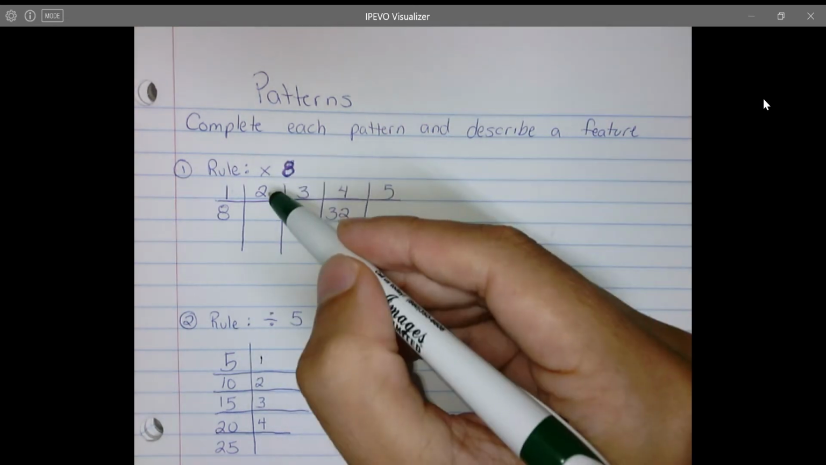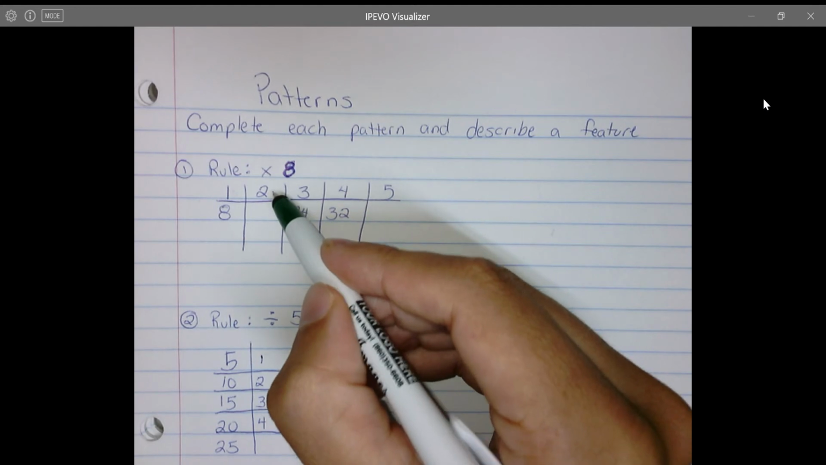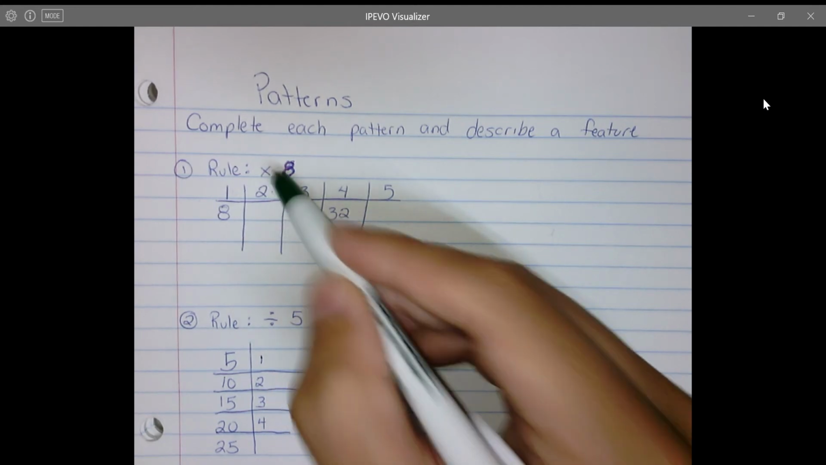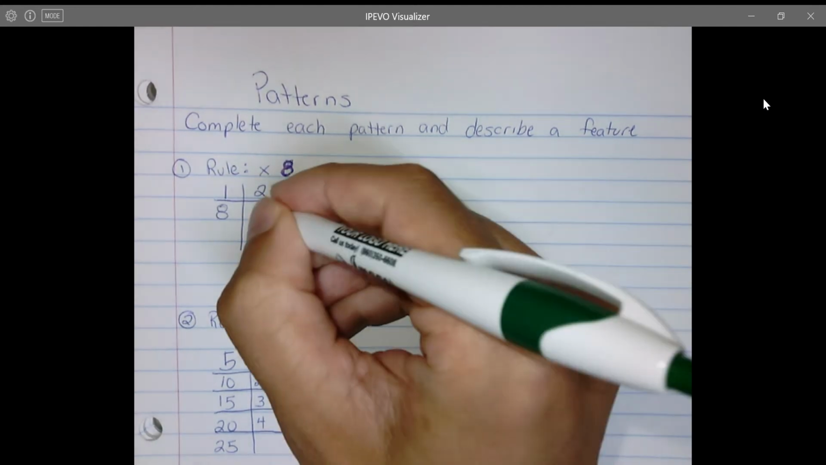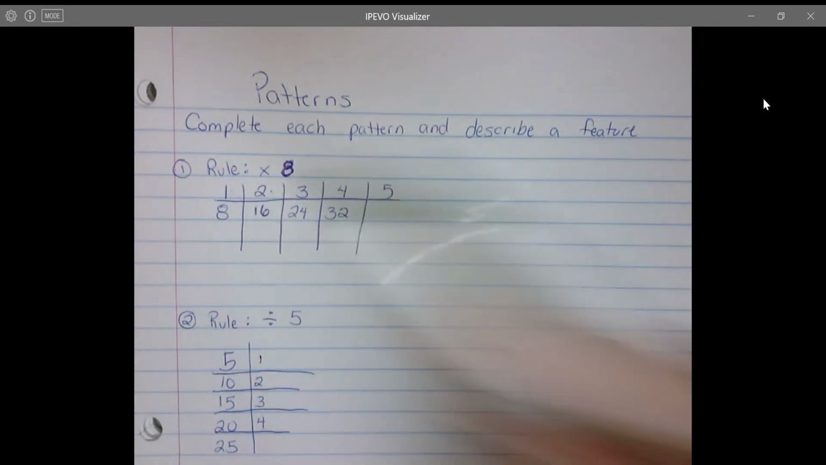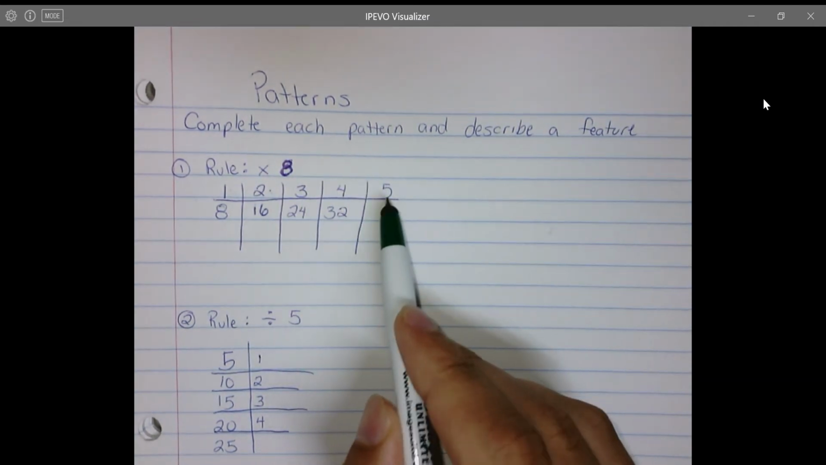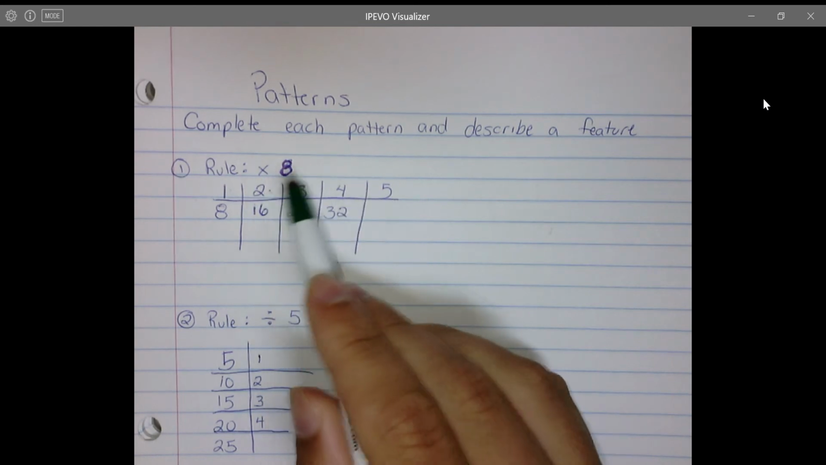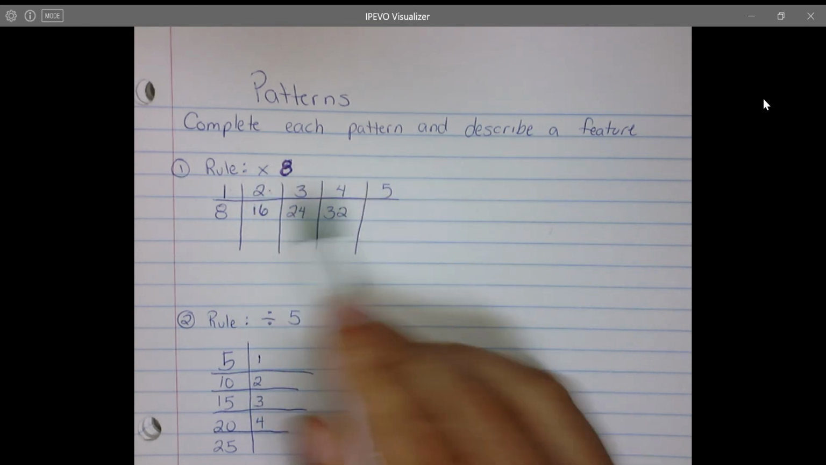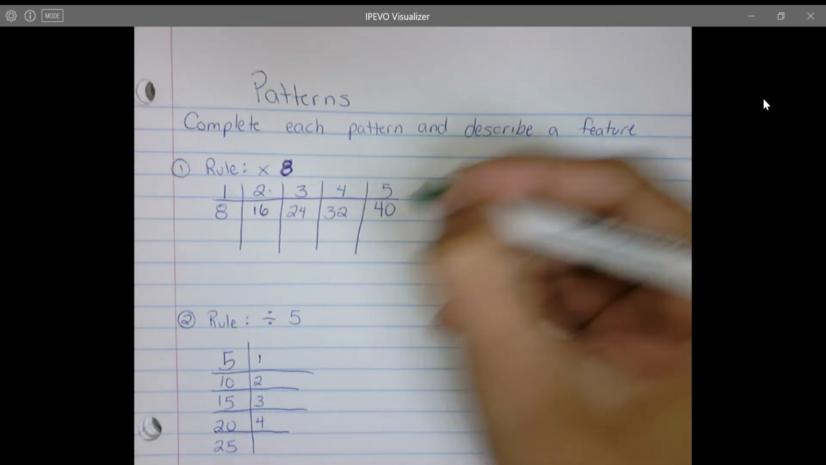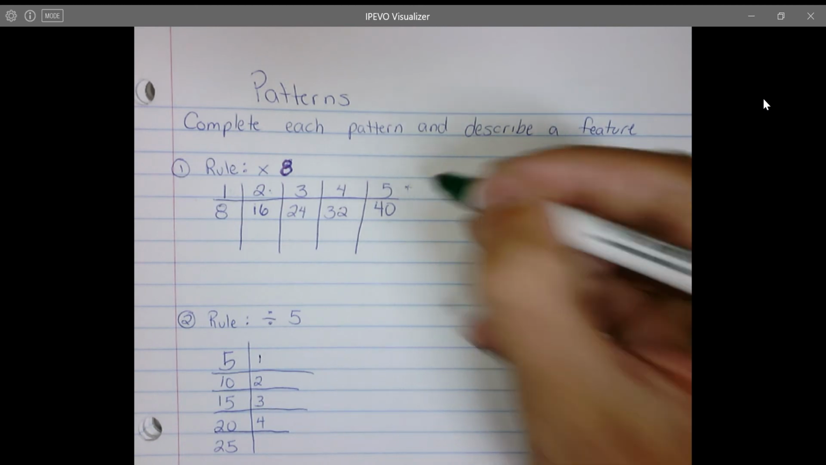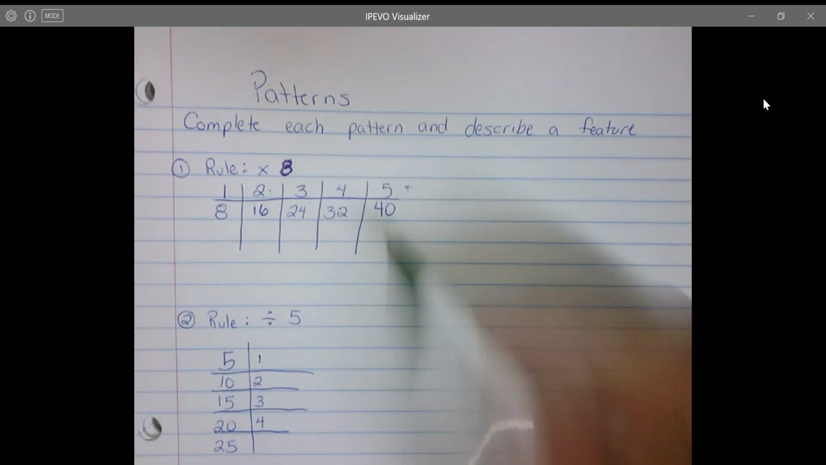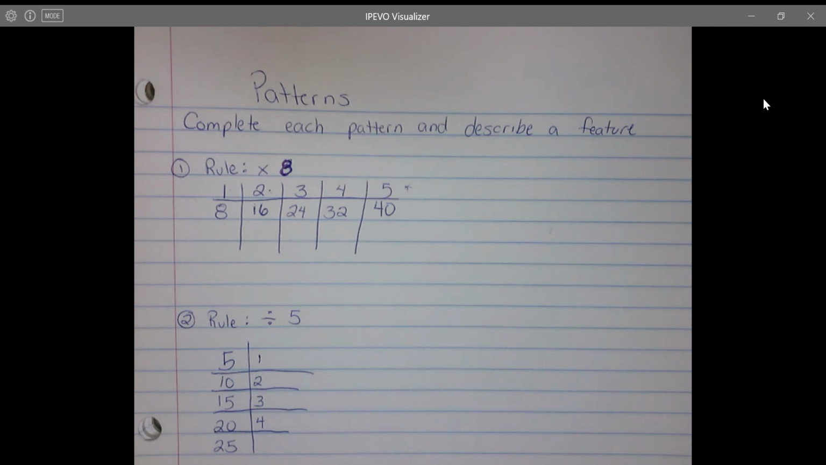So now I have 2. I'm going to take 2 and follow the rule. Well, the rule is multiply by 8. 2 multiplied by 8 is 16. All right, now I got to figure out this one. 5 multiplied by 8 would be 40. All I have to do is take this input number, follow the rule, and you get the output. So now it's saying describe a feature.